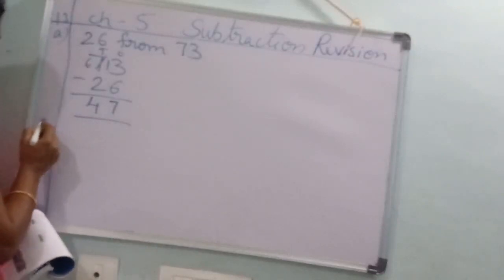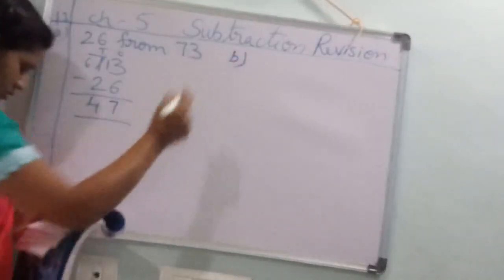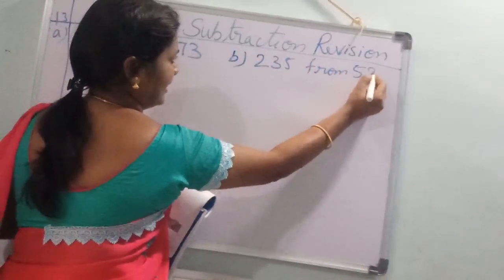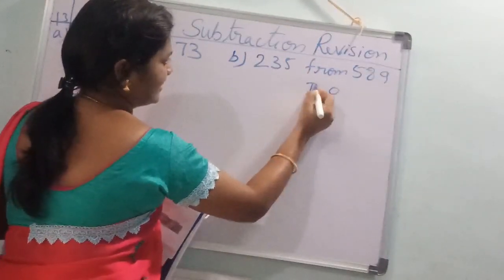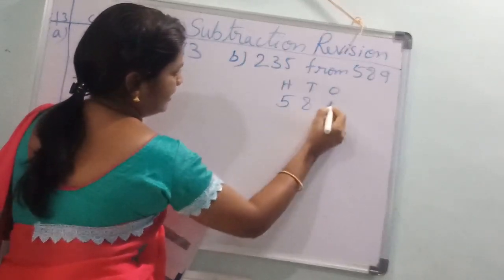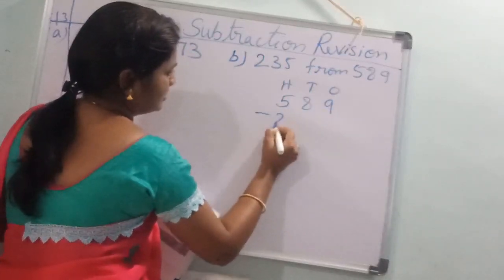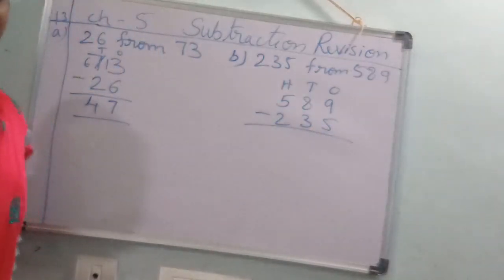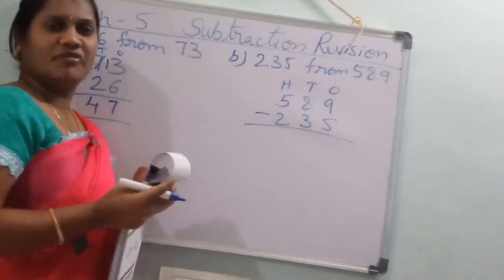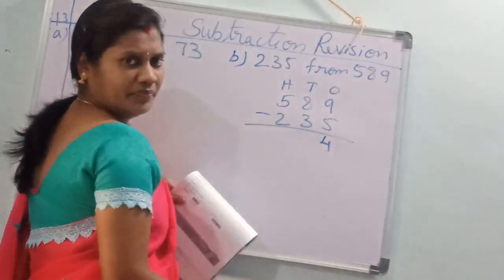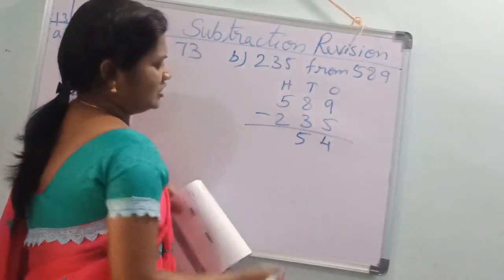Understood? Next, B1. What is that? Subtract 235 from 589. Ones place, tens place, hundreds place. Always you should write like this. 589 minus 235. 9 minus 5. In the 9, 5 should minus. Yes. 9 minus 5, 4. 8 minus 3, 5. 5 minus 2, 3.